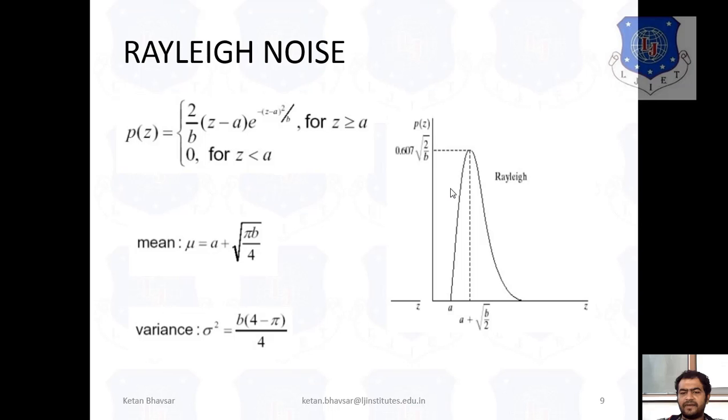Now you can see the value of P of Z on the y-axis. You can see 0.607 times the square root of 2 by b, and for Z, a plus the square root of b by 2. So in Rayleigh noise, your graph will look like this. This type of peak value is added in our images, and because of that we can see that the quality of your image will be degraded.